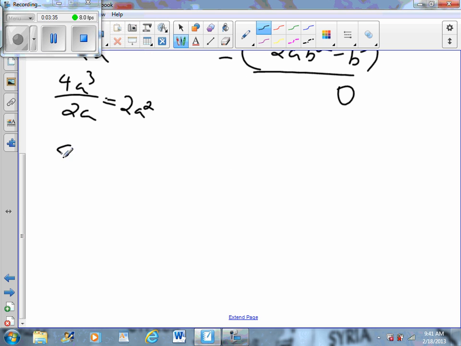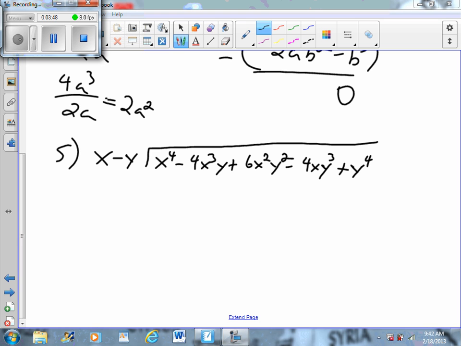All right, let's go to number 5. All right, number 5, x minus y. Okay, let's look at this one here. This is our problem, x minus y divided into x to the fourth minus 4x to the third y plus 6x squared y squared. You see the rest of it, right? So, all right, let's divide. Get the first part of our answer.